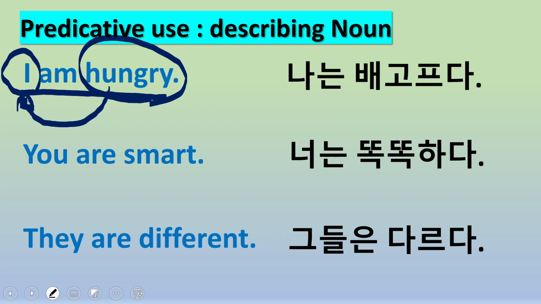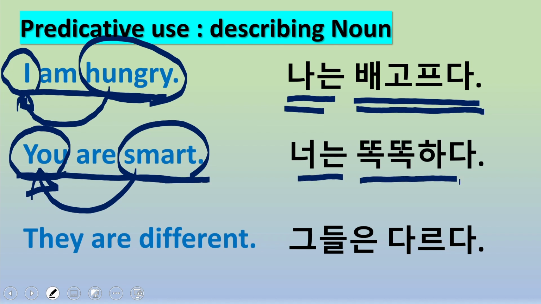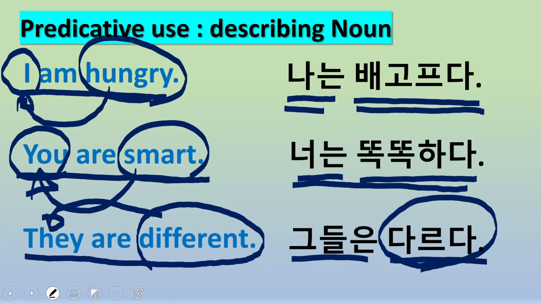I'm hungry. 나는 배고프다. You are smart. Smart is describing you. 너는 똑똑하다. Smart is 똑똑하다. They are different. Different is describing they. 그들은 다르다. Different has the meaning 다르다. 그들은 다르다.